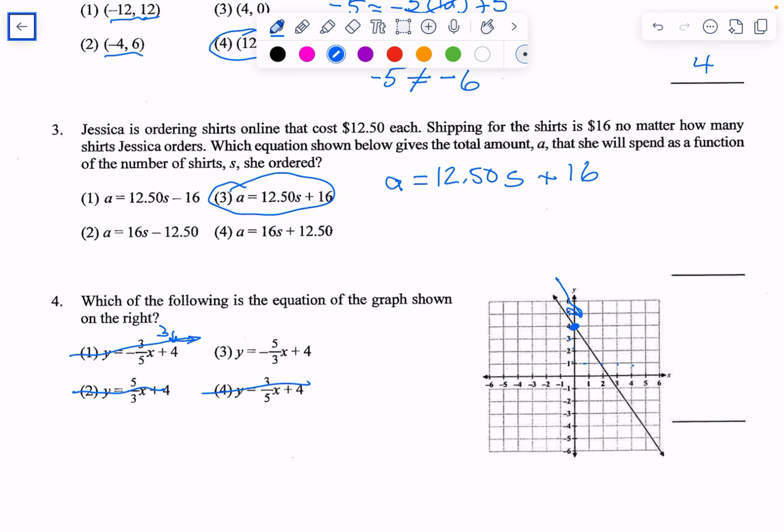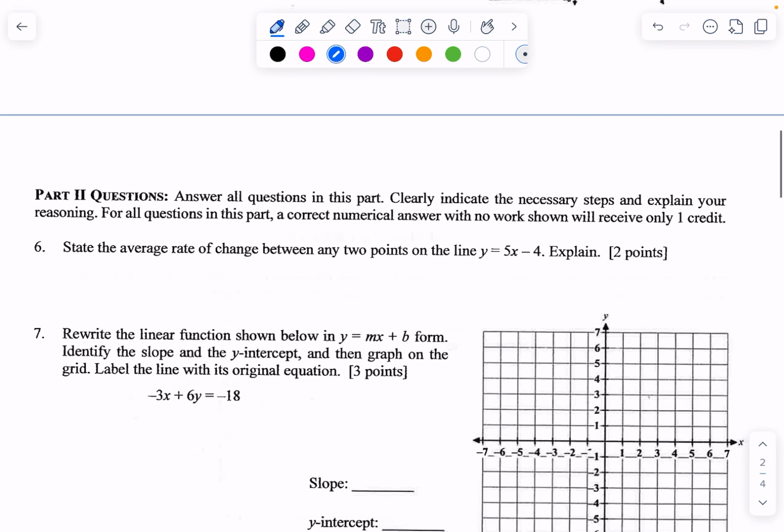So you can cross that out, but just to show you, if you go down 5, 1, 2, 3, 4, 5, and then count over 1, 2, 3, you end up right here, and that's a point on the line. So that's 3. So this was 3. And let's go on to these.